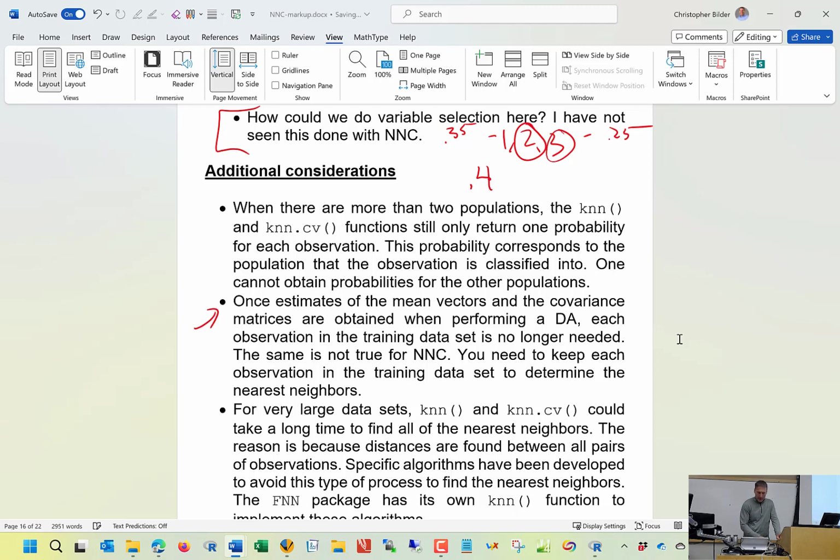Something else to think about. So with discriminant analysis, all we essentially needed were the estimated mean vectors for each group and the estimated covariance matrices for each group. And then we could just go ahead and throw away the training data. We didn't need anything else. Here, though, with k-nearest neighbor, you can never throw away your training data, because you always need that to determine what are the nearest neighbors to the observation I'm interested in classifying or predicting. So you can't ever throw that away.